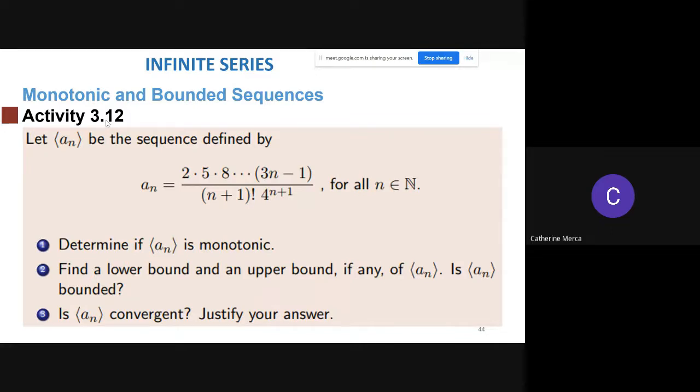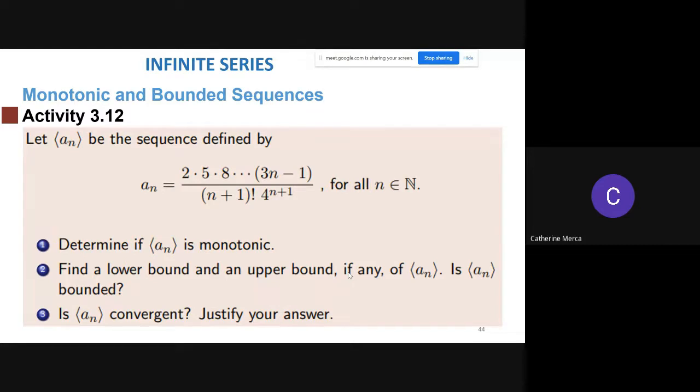For Activity 3.12: determine if a sub n is monotonic, find a lower bound and an upper bound, if any. Answer: is it bounded? Is it convergent? If it is convergent, you have to show that it is convergent and justify your answer. That will be due on Wednesday before 10, so before 10 online, and then 10 for your hard copy.